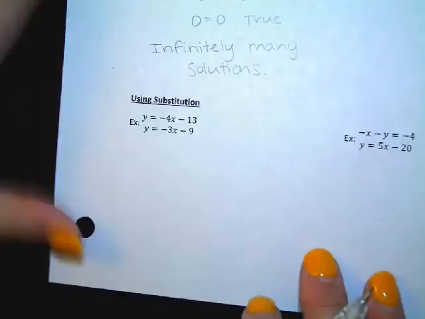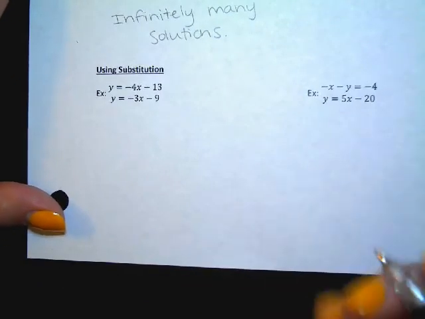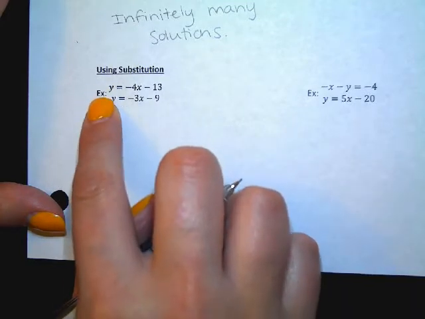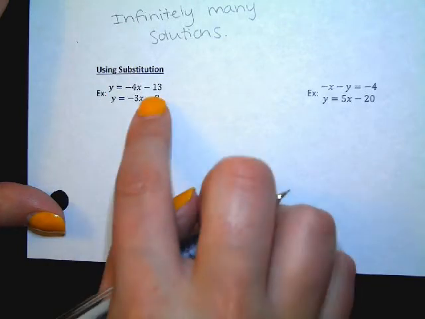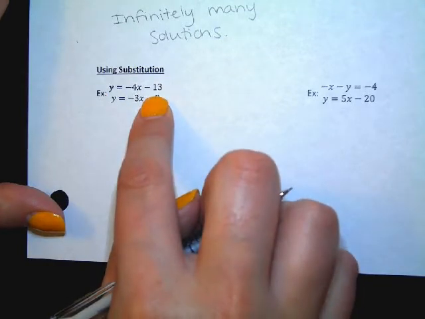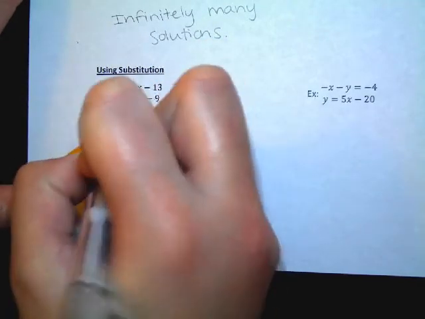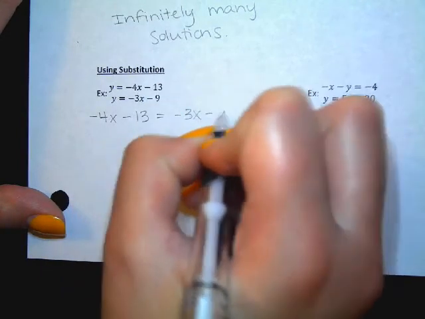All right, let's go ahead and try the next set of problems. So for these ones, we're going to solve the system using substitution. So if you can see, both of these equal y. And since that is the same letter, that means these two things have to equal each other as well. So what we're going to do is we're going to set them equal. Negative 4x minus 13 equals negative 3x minus 9.